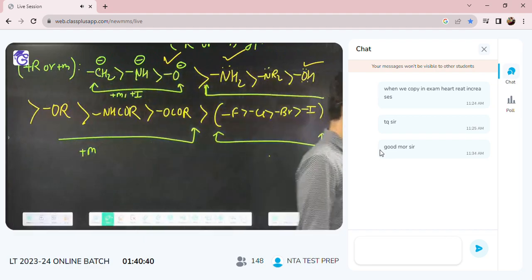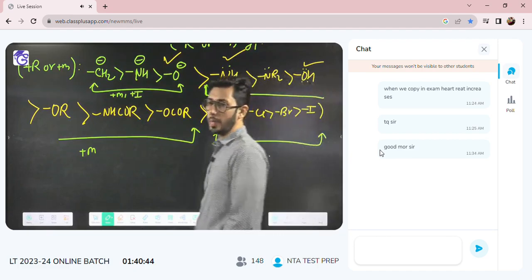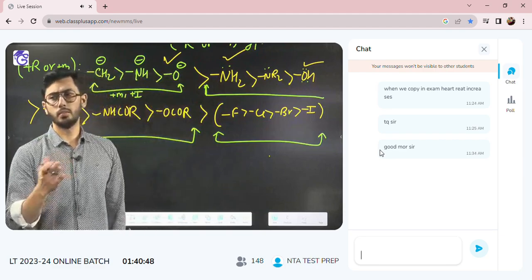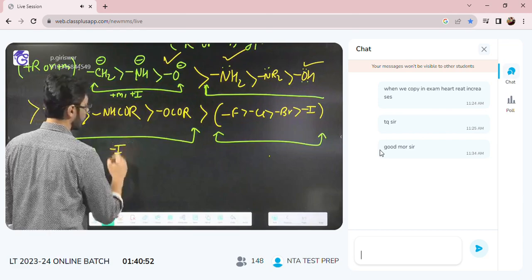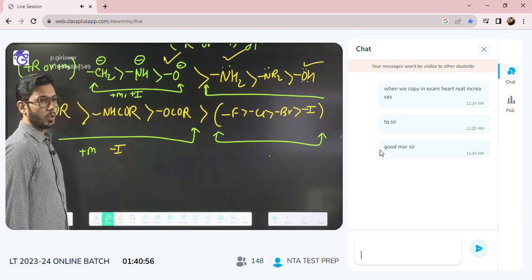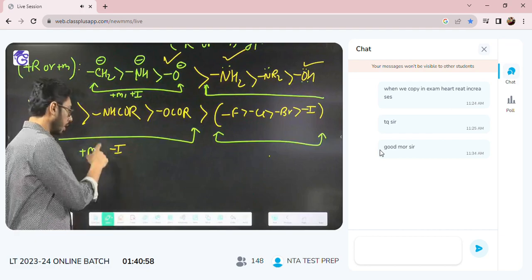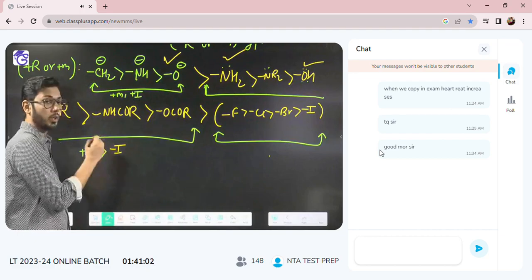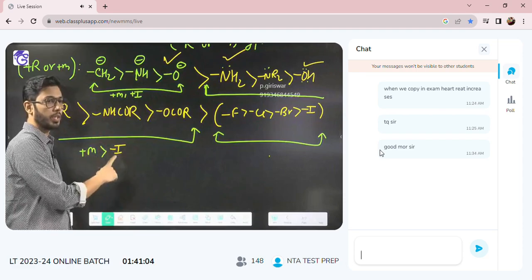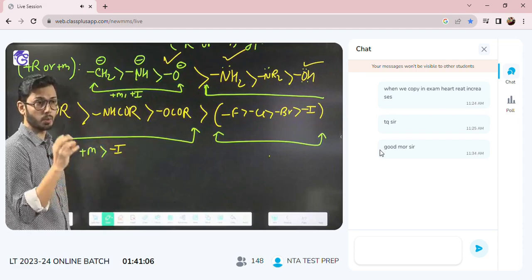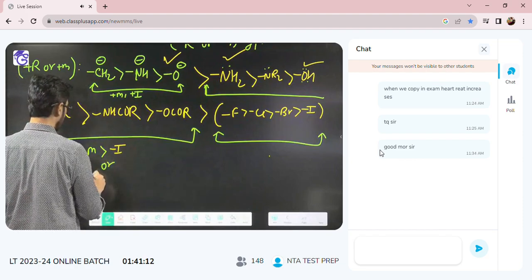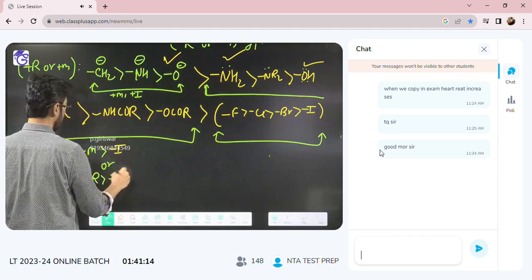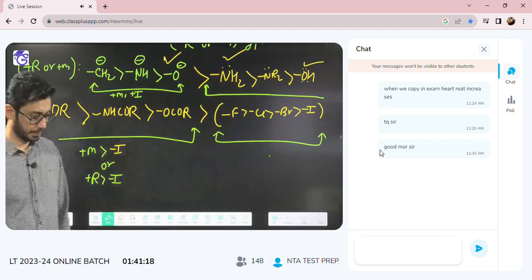Very good. Yes, they are all minus I groups. If you revise minus I, N withdrawing group, O withdrawing group, very good. So they are minus I. Now for these groups, you have to learn that generally their electron releasing effect dominates as compared to their electron withdrawing effect. That is pure observation from the reactions. So you can say plus M greater than minus I, or plus R greater than minus I.